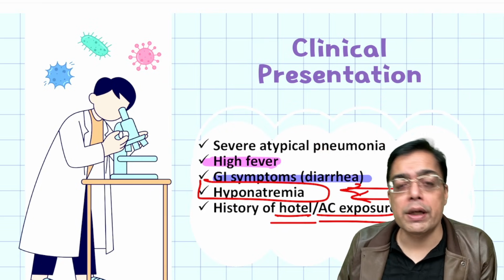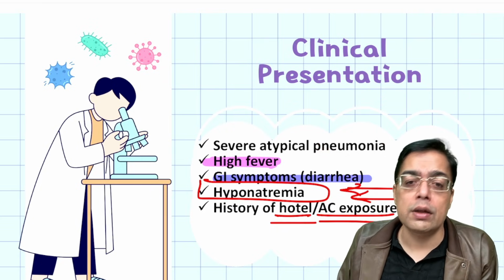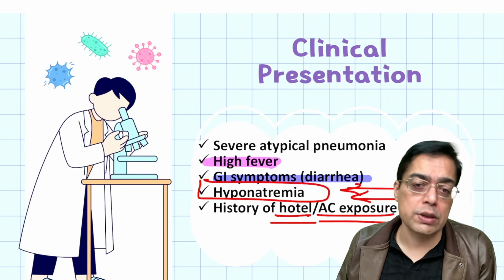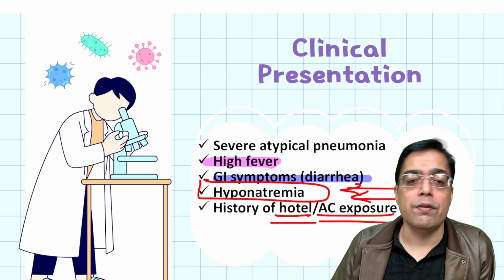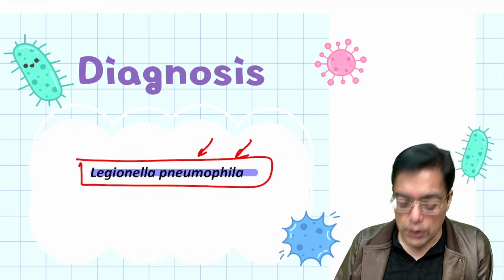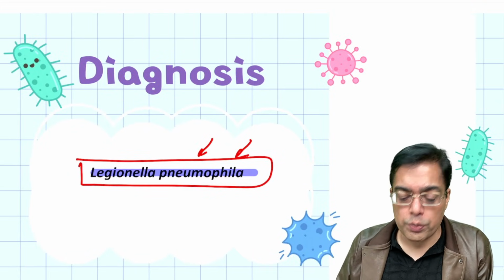If they ask you Pontiac fever in the exam, believe me, 10 to 20% of people will fumble in the exam, will get confused, unless and until they have revised this. Pontiac fever is what you associate with something like Legionella pneumophila. That is what is to be kept in mind.